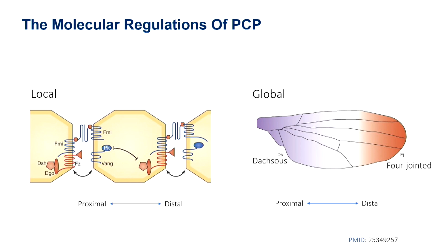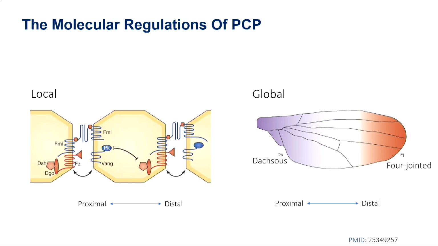In one cell, this is the proximal site and this is the distal site, where we have Frizzled, right? Frizzled is a transmembrane protein, a WNT pathway molecule, and it has partners in the cytoplasm called Dishevelled and Diego. They make a complex, and there is a transmembrane protein called Flamingo here.